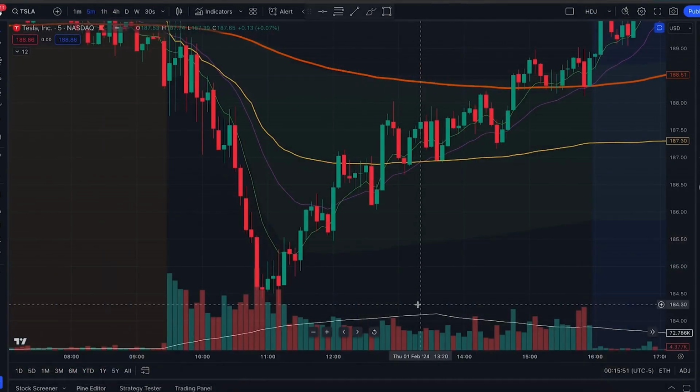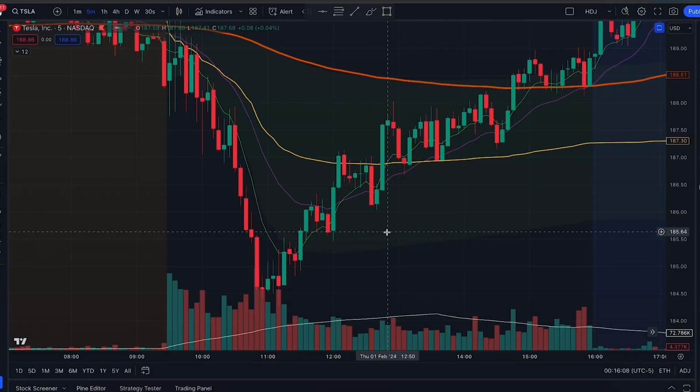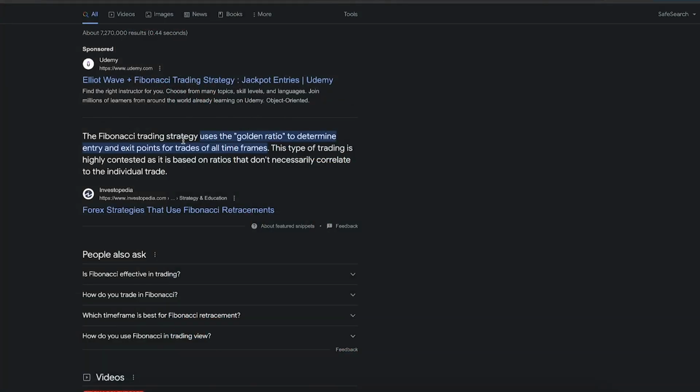Now I want to talk about how you can look to get the best entries and the best exits when you are looking to take a position on a company or SPY or whatever it might be. So right now we have Tesla. This is the 5-minute chart on Tesla. And what I want to show you is the Fibonacci retracement tool. Okay, the Fibonacci trading strategy uses the golden ratio to determine entry and exit points for trades of all time frames. All right, that's the definition of the Fibonacci strategy.